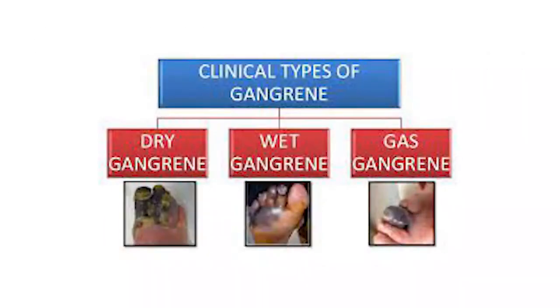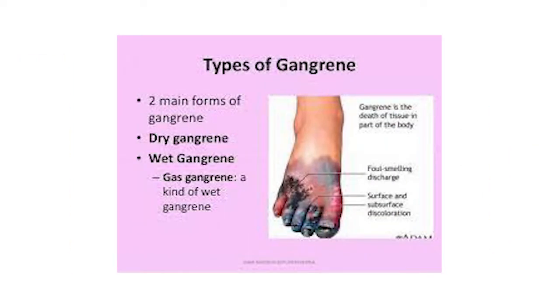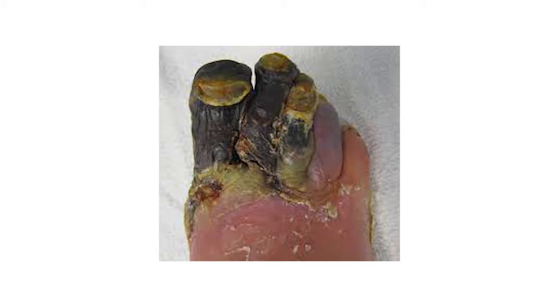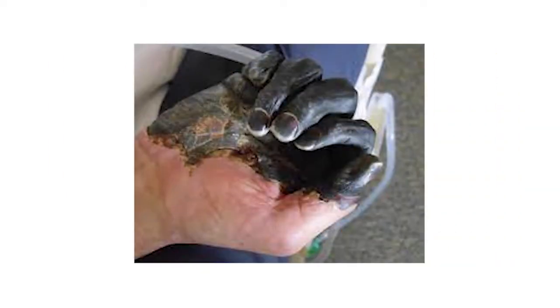Dear students, here is the image on your screen, clearly showing the three types of gangrene: dry gangrene, wet gangrene and gas gangrene. This image shows that the two main forms of gangrene are dry and wet. Gas gangrene is a kind of wet gangrene, and dry is as a mummification. This is the typical dry gangrene. The next image is showing the typical mummification. This is also dry gangrene.